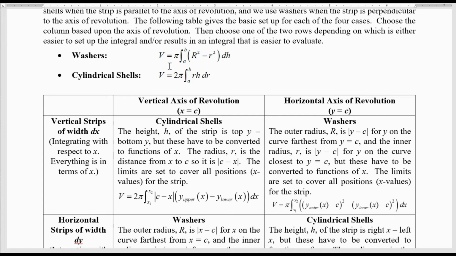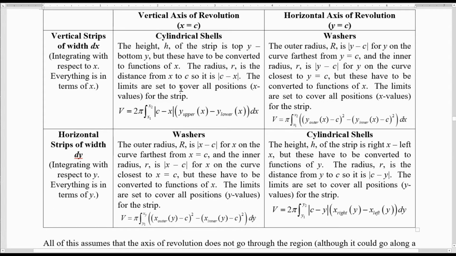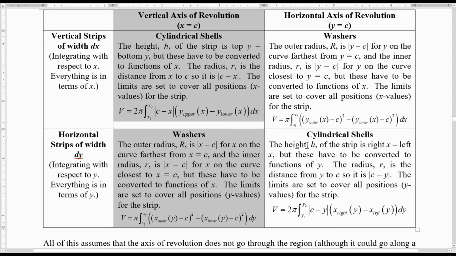In previous videos we illustrated why we get these formulas and what they're for. In this one I want to focus a little bit more on how we choose. So if x equals c is your axis of revolution, we're looking at this column right here, then the height of the strip is the top y minus the bottom y, but they have to be converted to functions of x if we use vertical strips. If we use vertical strips of width dx, then we're integrating with respect to x, and everything has to be in terms of x.